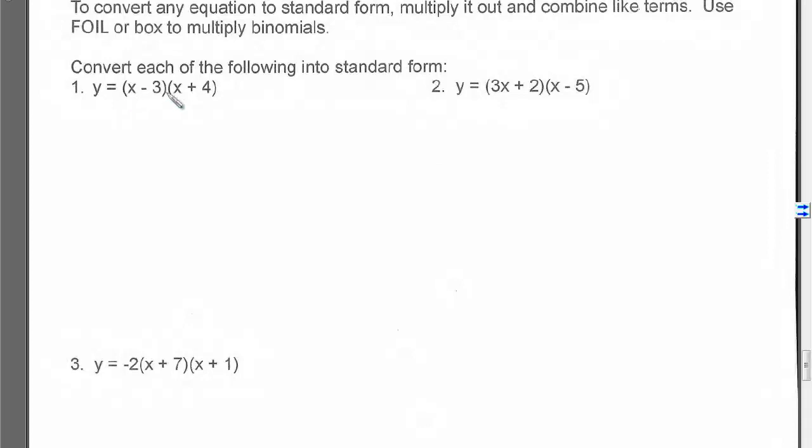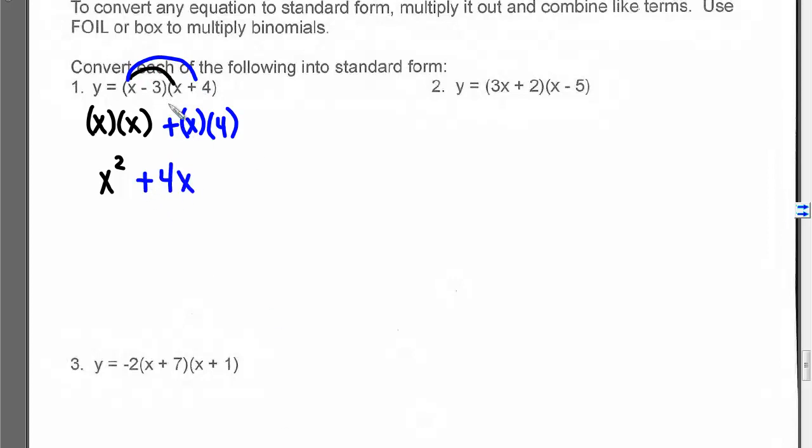Okay, we have (x minus 3) times (x plus 4). Let's use double distribution to multiply. First, let's multiply the first two terms together. x times x is x squared. Next, we're going to multiply the outer two numbers together. x times 4 is 4x.